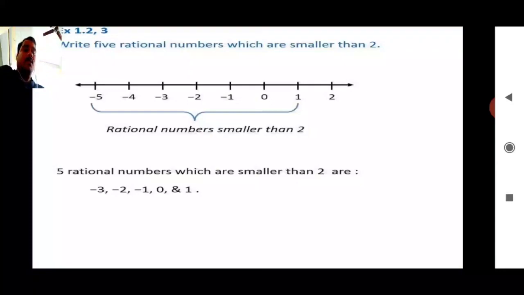Here is a rational number line representing rational numbers or integers. Rational numbers smaller than 2: you know that if we go to the left side of any number, we get a smaller number, and if we go to the right side of any number, we obtain a larger number. Here the number line represents 0, 1, 2 and minus 1, minus 2, minus 3, minus 4, minus 5. You want numbers smaller than 2, so go back from 2, which are 1, 0, minus 1, minus 2, minus 3, minus 4, minus 5. These are rational numbers smaller than 2.